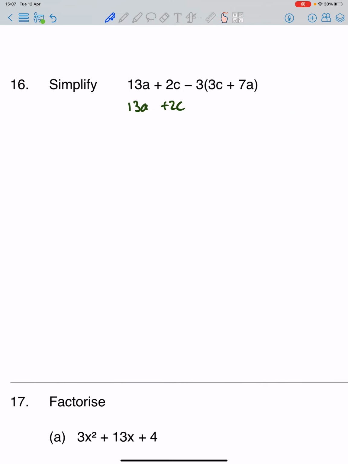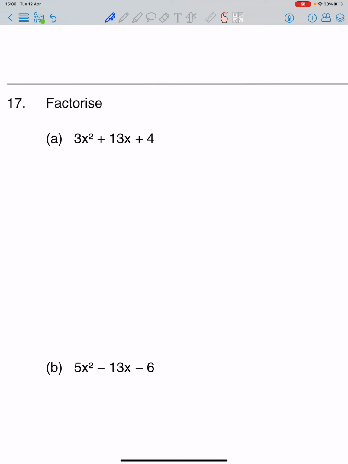Minus 3 times 3c is minus 9c. Also, minus 3 times 7a is minus 21a. So remember to maintain that negativity throughout. 13a minus 21a is minus 8a. 2c minus 9c is equal to minus 7c. So that's our final answer.